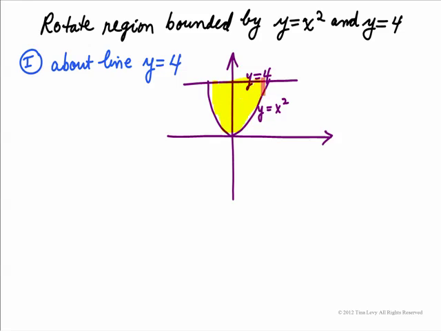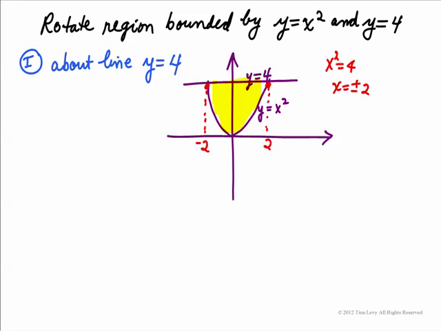Now with this region, we have that when y is 4, letting x squared equal 4, we know that x is plus or minus 2. So we have that the a value will be negative 2 and the b value is positive 2.